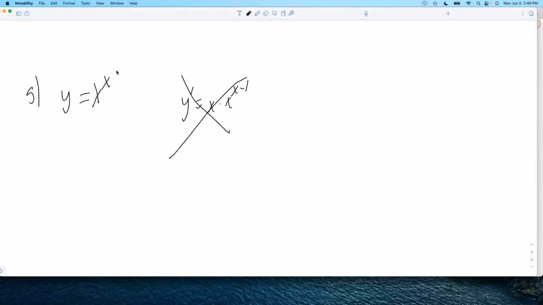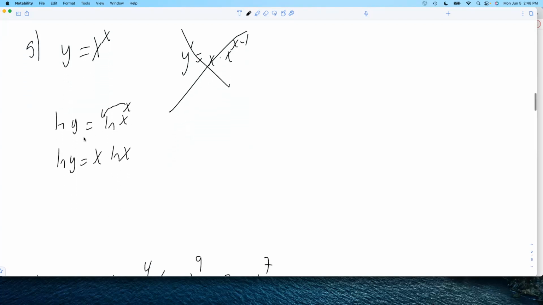You have to use logarithmic differentiation. If you have a variable up in your exponent, then you take the log of both sides. Log's a one-to-one function. I'm allowed to do that. The whole point of taking log is to bring this guy to ground level. No calculus has happened yet. That's just algebra.